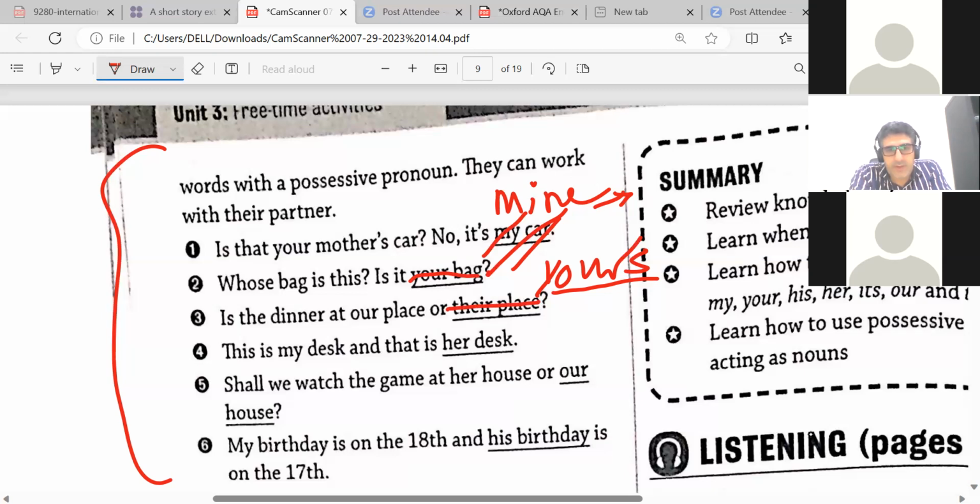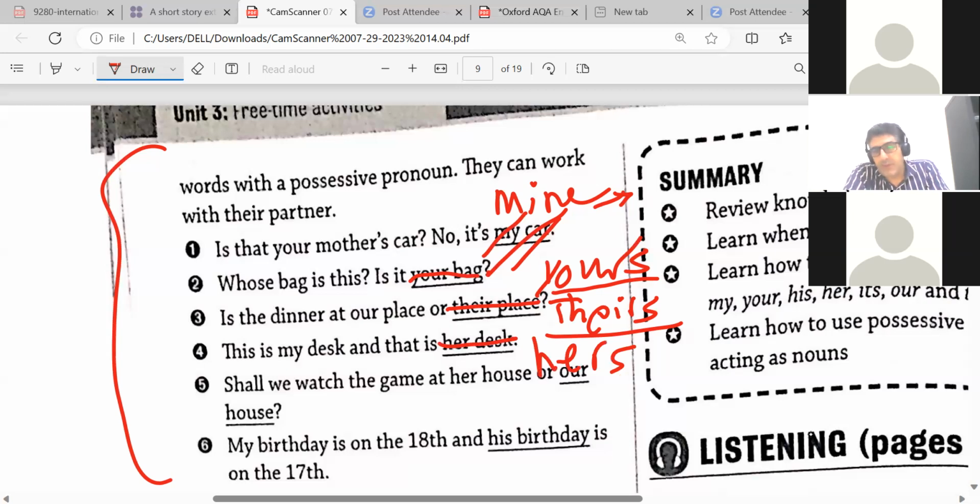Is it dinner at our place or theirs? Yes, theirs. Okay, yes. Okay, let's go, Akram, number 4. This is my desk. That is her desk. Hers. Yes, hers. This is the hers you were talking about, Akram. So we know the difference between her and hers, guys.